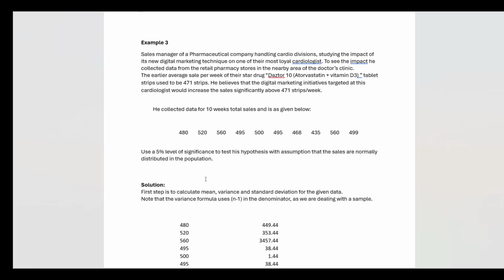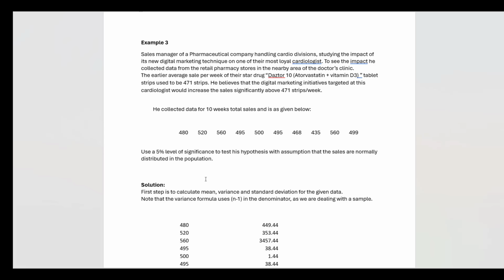Sales manager of a pharmaceutical company handling cardio divisions studying the impact of a new digital marketing technique on one of their most loyal cardiologists. To see the impact, he collected the data from retail pharmacy stores in nearby area of the doctor's clinic.